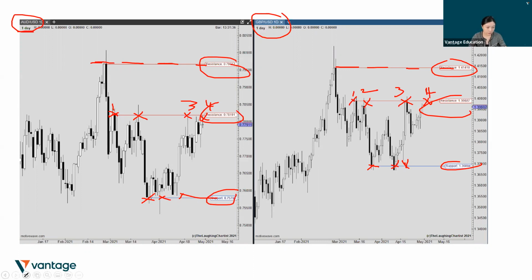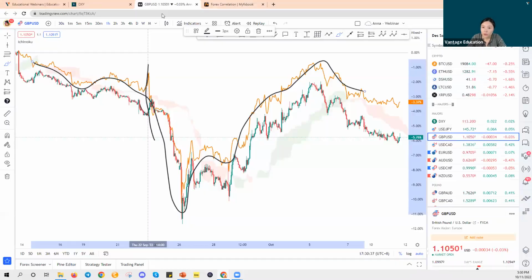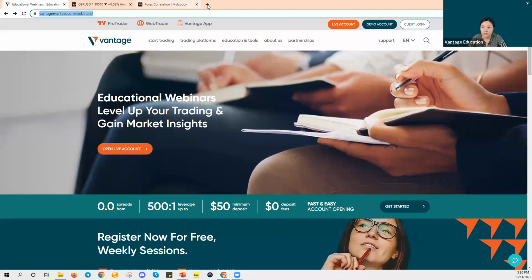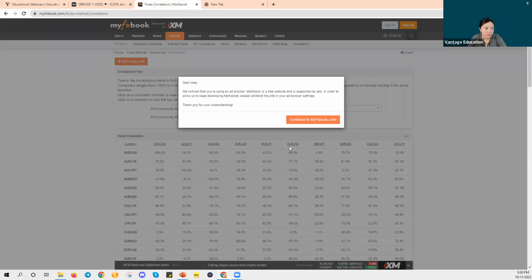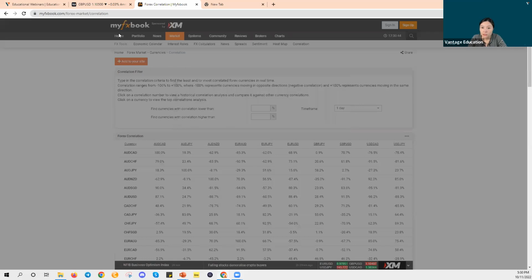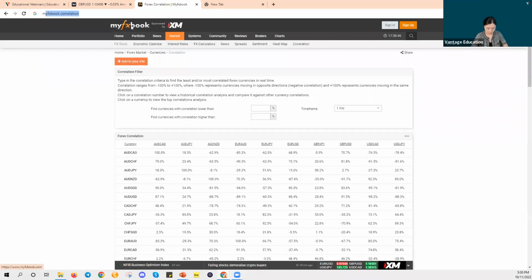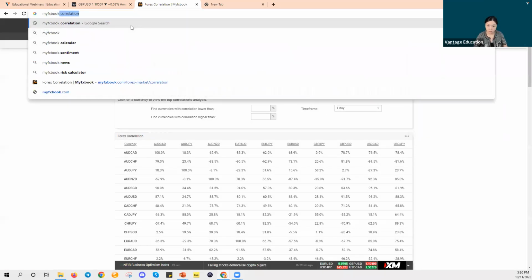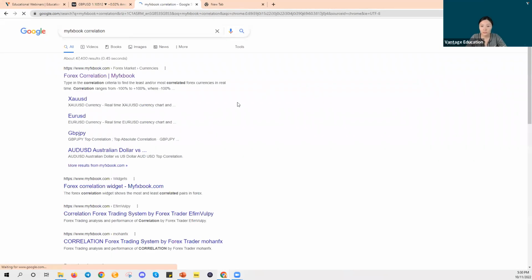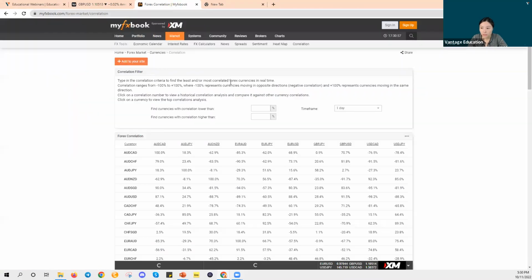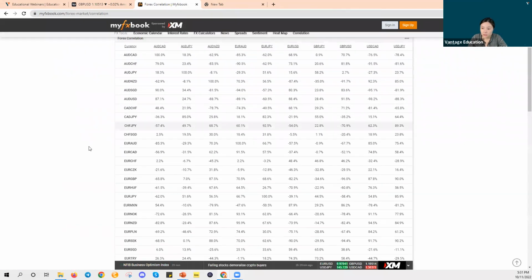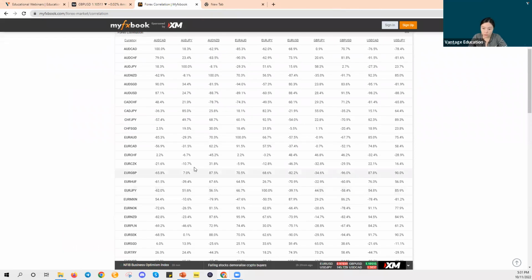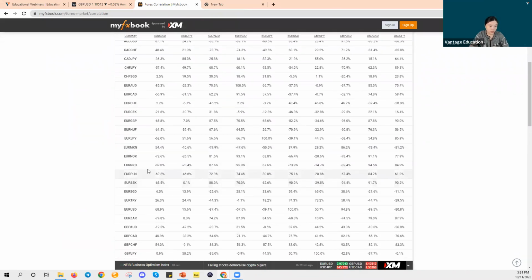Okay, maybe I just show you guys. What I usually do, this is the cheat sheet that we usually use. You type my FX book correlation, and you can go to this page here. This is the whole page of cheat sheet where you can take a look at which currency pairs you trade often.